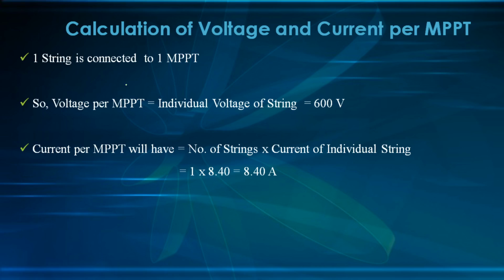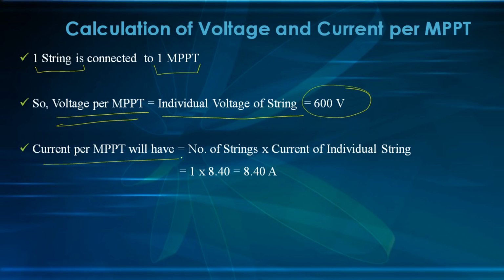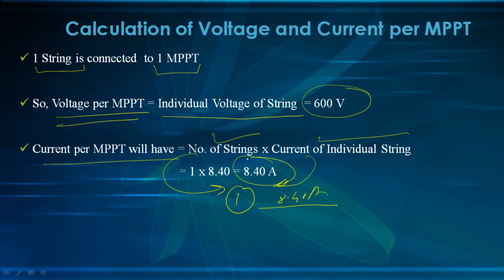Again, when we summarize this data at the MPPT level, one string is connected to MPPT number 1. The voltage per MPPT will be the individual voltage of the string, which is 600 volt, and the current per MPPT will be the number of strings connected in parallel multiplied by the current of the individual string. Here the number of strings is only 1 per MPPT, and the current of the individual string is 8.40 ampere. So the MPPT current will be 8.40 ampere only. Likewise we can calculate the voltage and current going into each MPPT, and whether our connection is feasible or not.